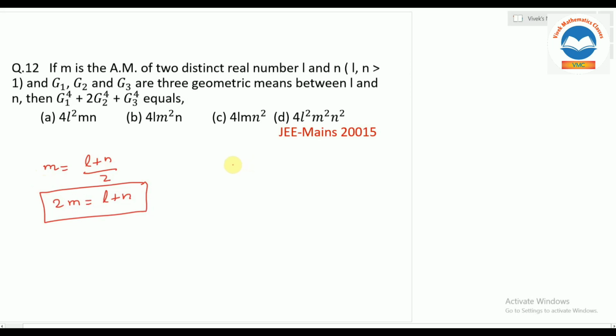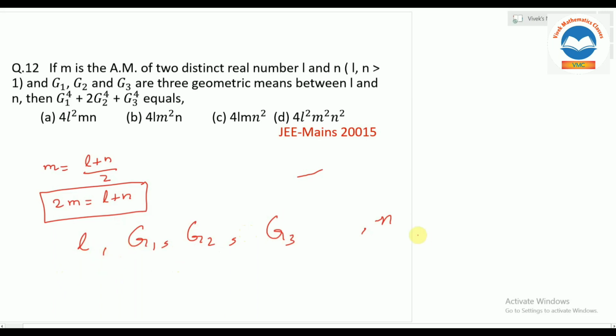Now next what they are saying. And G1, G2, G3 are three geometric means between L and n. So in between L and n, we have inserted three GMs. What are the GMs? G1, G2 and G3. So we need to find G1 to the power 4 plus 2G2 to the power 4 plus G3 to the power 4.